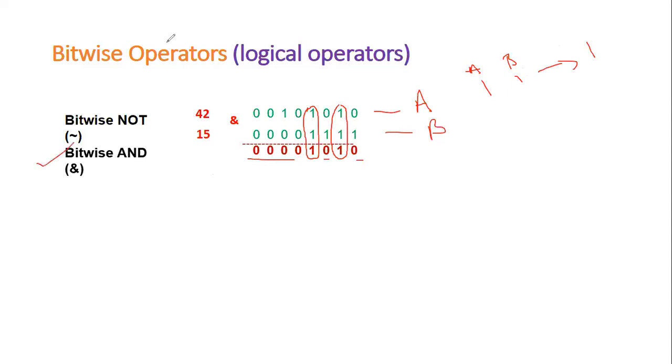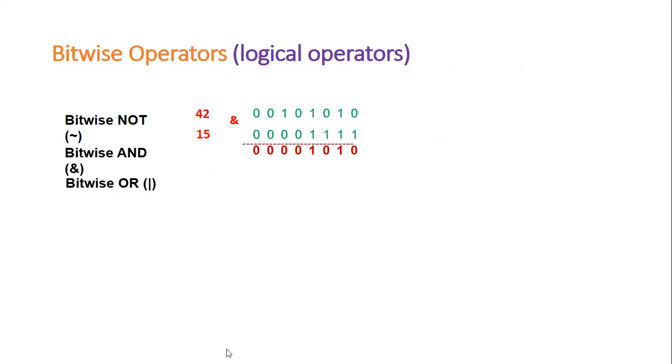Now let us move to the next operation, that is bitwise OR. With respect to bitwise OR, let us assume this as A and this as B, the same thing. If at least one input is true, the output will be true. So if A is 1 and B is 0, the output will be 1. Similarly, if A is 0 and B is 1, the output will be 1. So if at least one input is true, the output will be true.